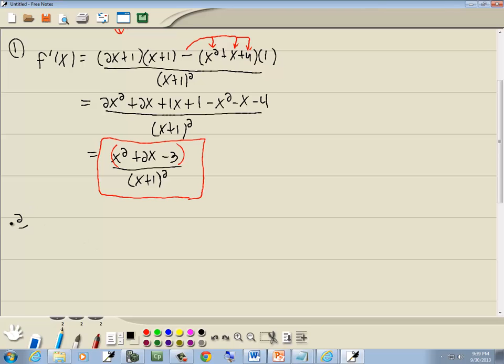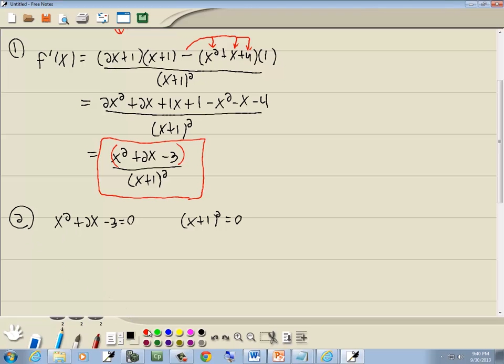Step 2. Find our critical numbers. With a single fraction, you set your top part equal to 0, so x squared plus 2x minus 3 equal to 0. And you set your bottom part equal to 0, so I'll set x plus 1 squared equal to 0.